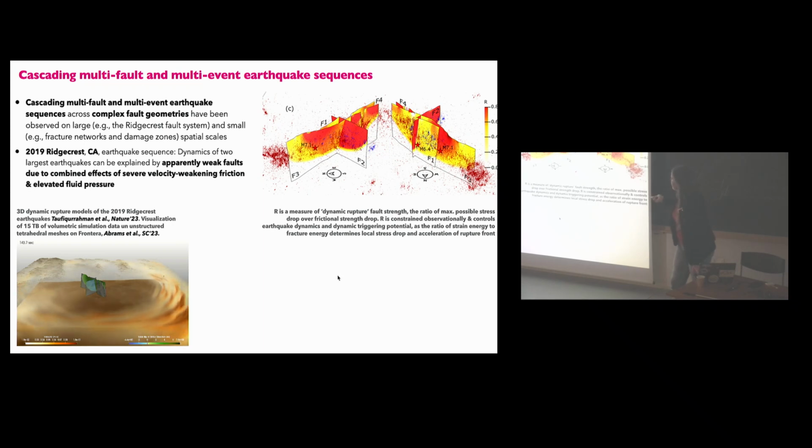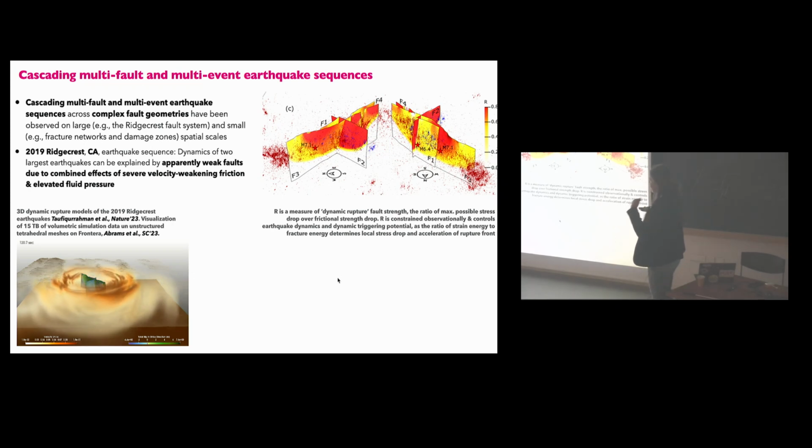And what you see here, this is maybe addressing Chris's question, is the heterogeneity of R, so that's similar to the S ratio. And these kind of ratios are really what drive our dynamic rupture models. So it's a measure of the dynamic rupture fault strength, the ratio of the maximum possible stress drop over the frictional strength drop. So this is one of the parameters that we do have to get right to match observations.